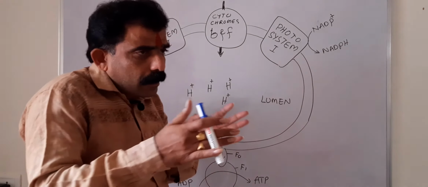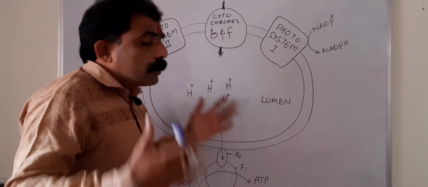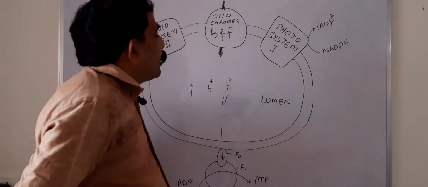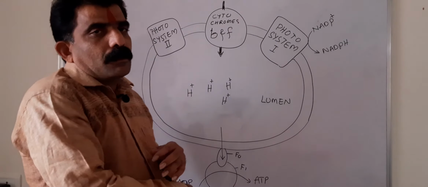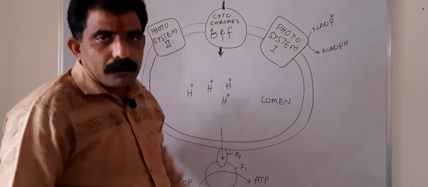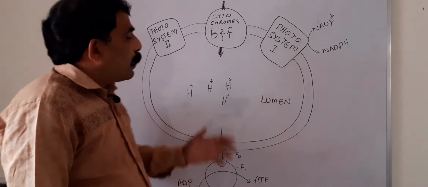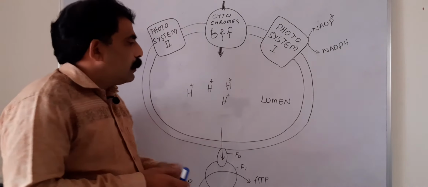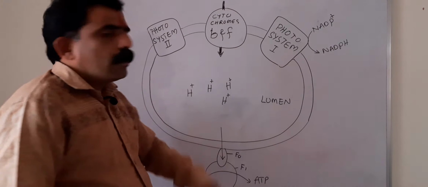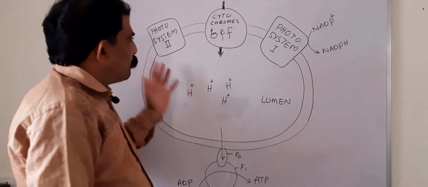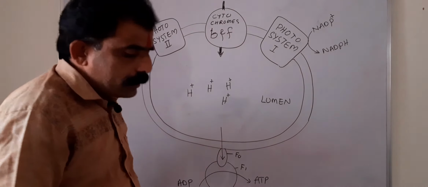When it passes the electrons to the adjacent electron carrier, which is nothing but the cytochrome b6f complex, it transports protons. It pumps the protons from the stroma into the lumen. So this is the second source of protons. Because of this proton pumping, proton concentration is increased in the lumen. One source is photolysis and the other source is the cytochrome b6f complex.